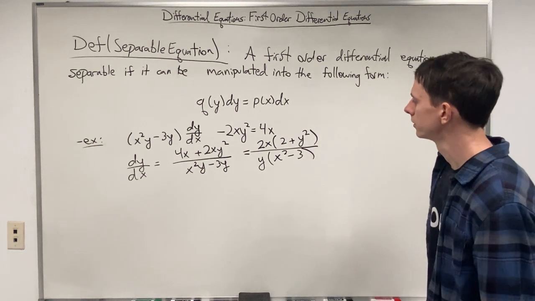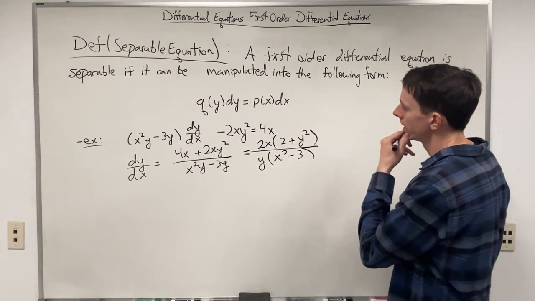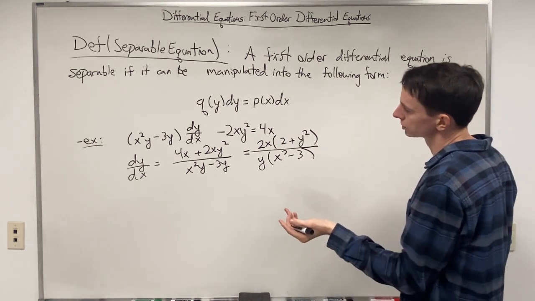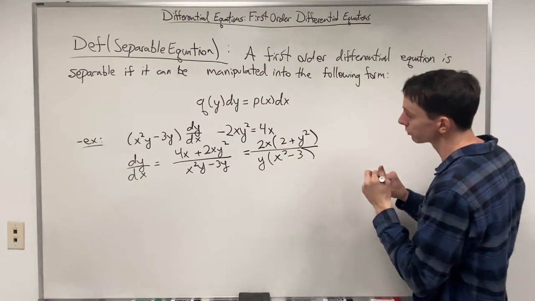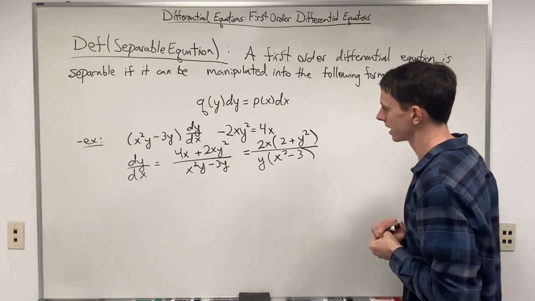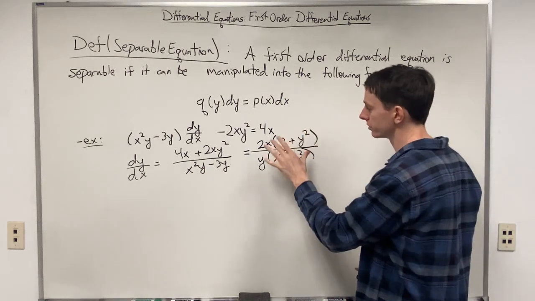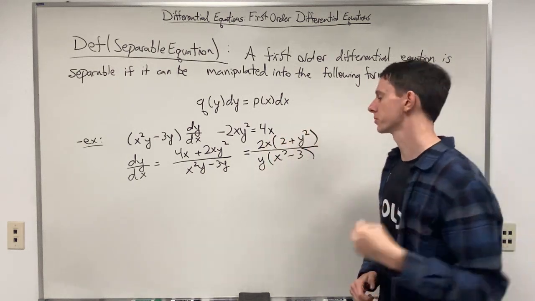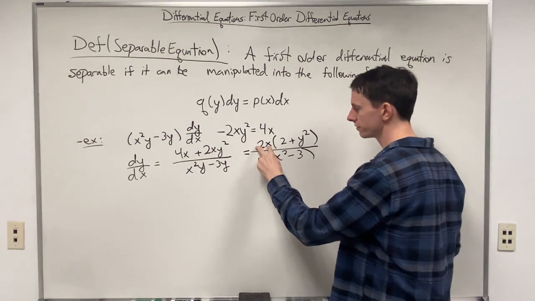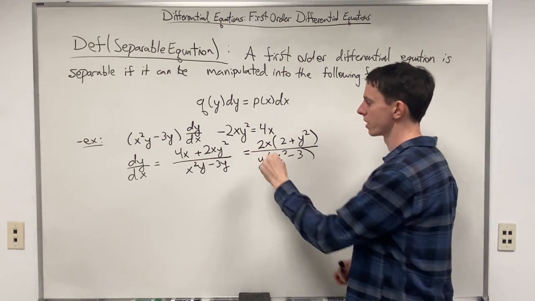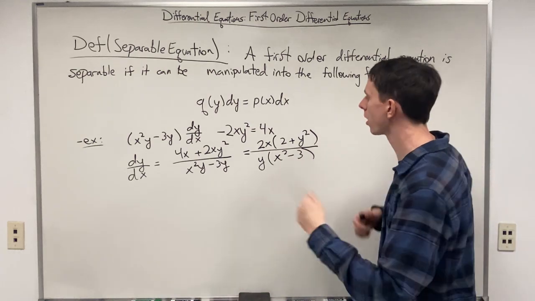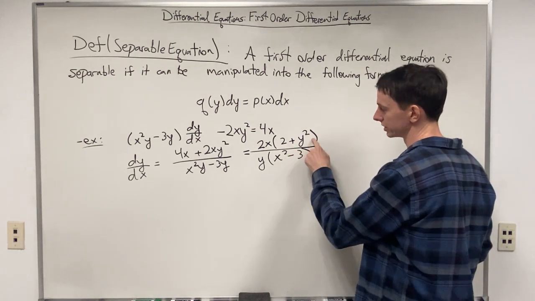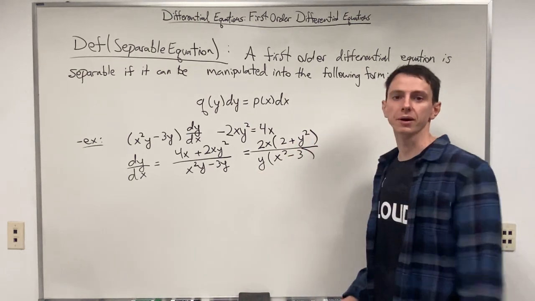Okay. So we've done our factoring, and now notice that the numerator and the denominator both have the property that it's some function of x, here it's 2x, here it's x squared minus 3, times some function of y, which in this case is 2 plus y squared. In this case, it's just y by itself.